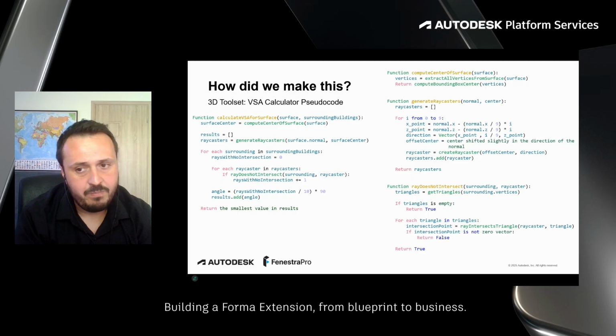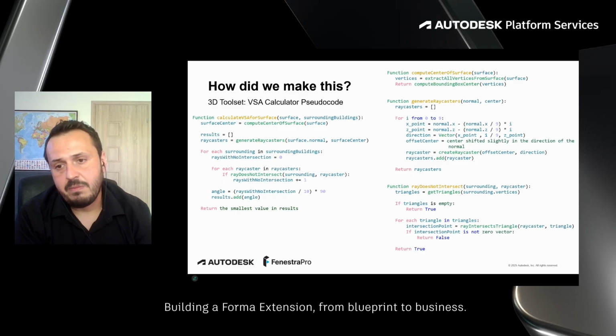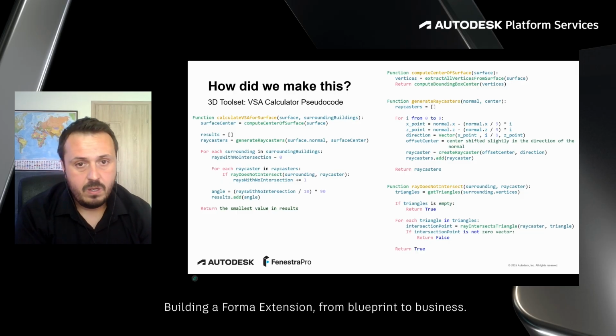Like we said before, if I have 10 surrounding buildings and for one surrounding the vertical sky angle is 90 degrees, for another is 80, then 70, then 50, I'm taking that minimum value, and that minimum value will be my real vertical sky angle. So it means it will be 50 for the surfaces that we are checking. Yeah, that's it for the vertical sky angles.